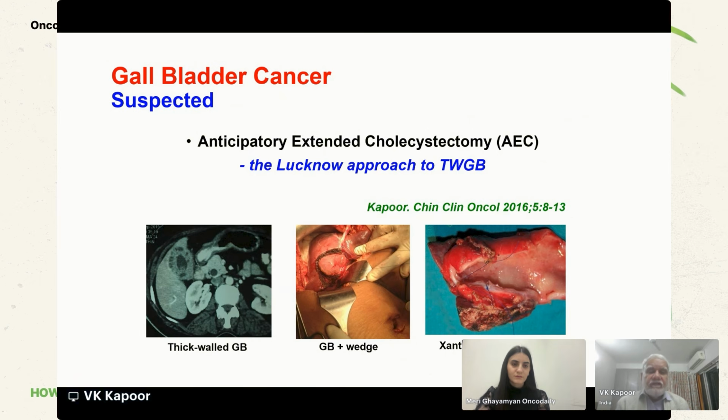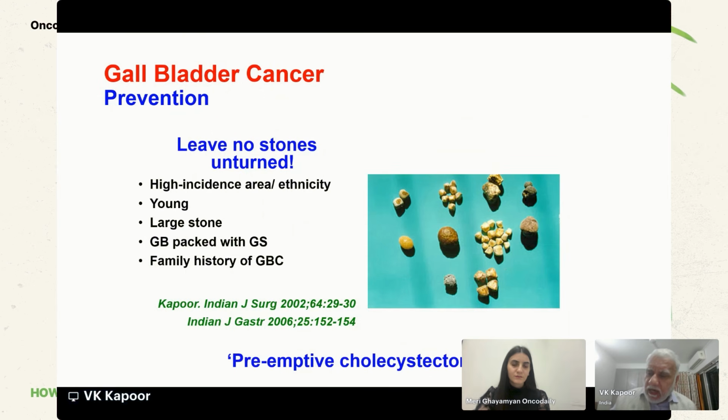If it is positive, then we add a lymphadenectomy to complete the extended or anticipatory cholecystectomy. Now, a large number of patients with gallstones, because of routine use of ultrasound for various conditions during pregnancy, are found to have stones which are asymptomatic, silent stones. The question is, what should be offered to these patients?